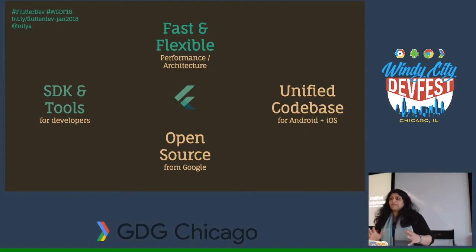So now we want to dive in, and I want to dive into two parts. First is the performance and the architecture. How do they make it happen so fast? It's 60 frames a second for all their animations. How do they make it work so well? And what's this architecture that allows me to customize everything? Second part, we're going to look at the SDK and tools. How do you actually get started working with Flutter?